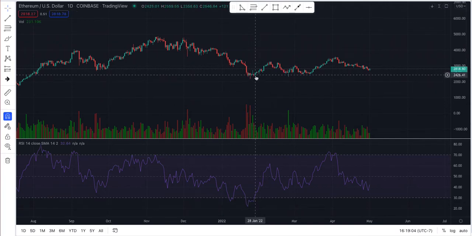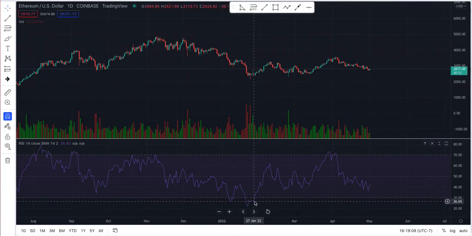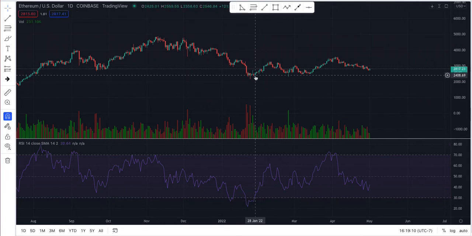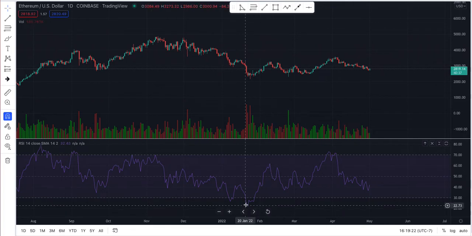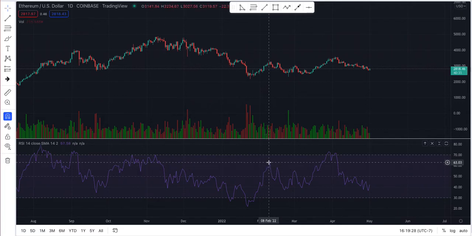So even if I would have taken an entry point here, once it gave me that first higher low in the RSI, I could continue riding it up until both price action and RSI break trend. What does it mean when I say break trend? If you notice, I was getting higher highs, higher lows, higher highs, higher lows, higher highs.